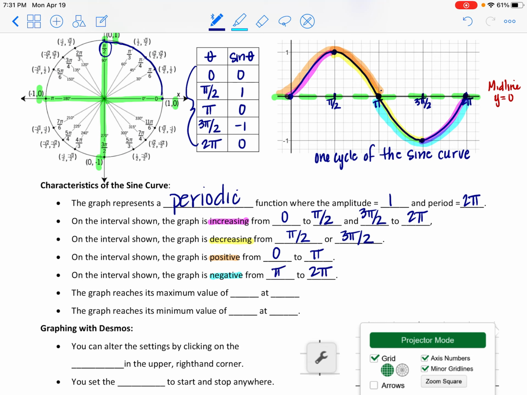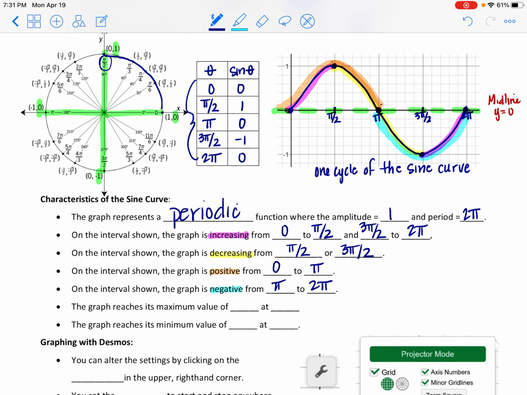And then we have a max and a min. So this is the max height that our graph reaches, and this is the minimum height that our graph reaches. Remember, maxes and mins are your highest and lowest y values. So it reaches a maximum value of 1, and that happens at pi over 2. And it reaches a minimum value of -1, and that happens at 3 pi over 2. Okay, those are the highest, lowest points on the unit circle, and so that should make sense that it's the highest and lowest points on our coordinate plane graph.